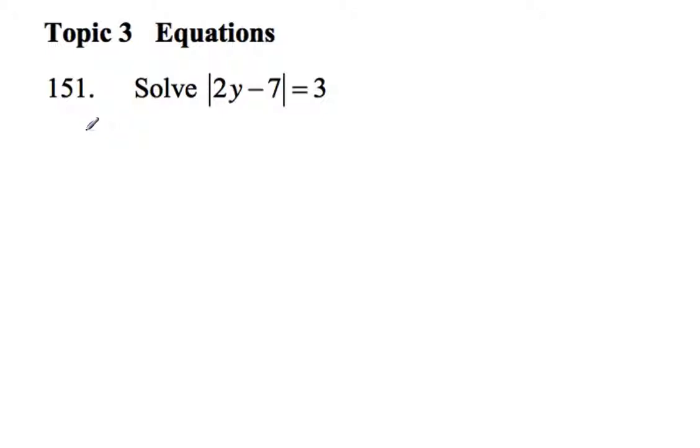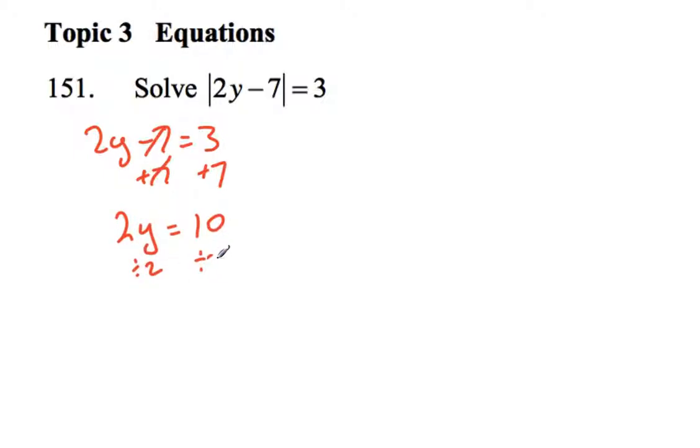And again, 2y minus 7 equals 3, ignoring the absolute value sign. We'll plus 7 like we're normally solving equations. 2y equals 10. Let's divide by 2 to get y on its own. y equals 5.